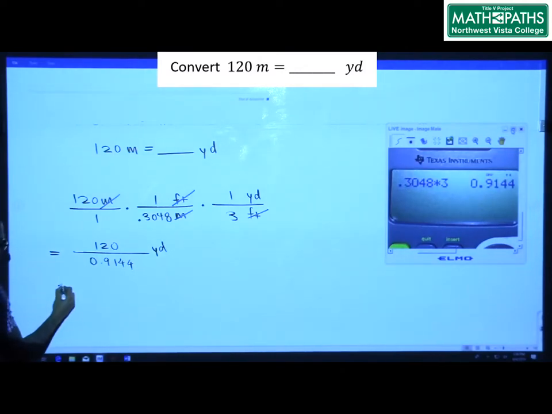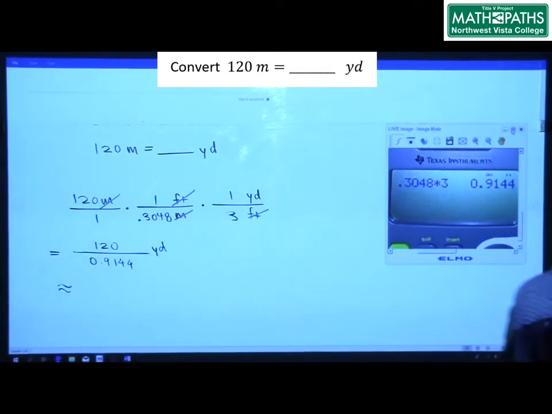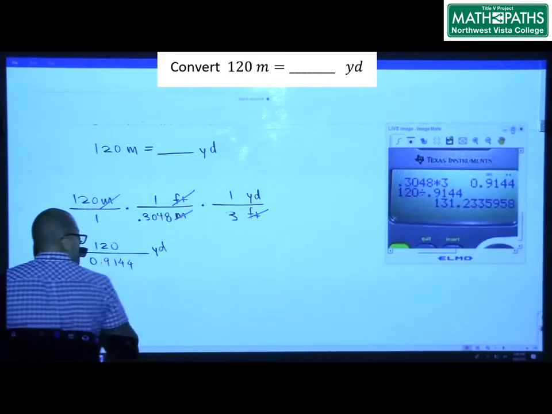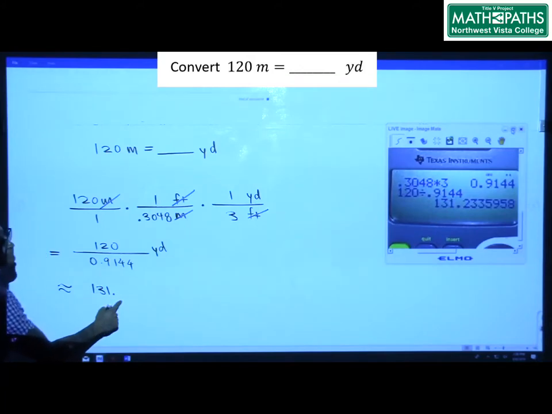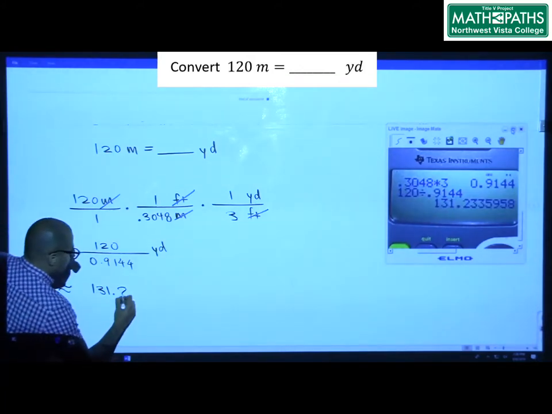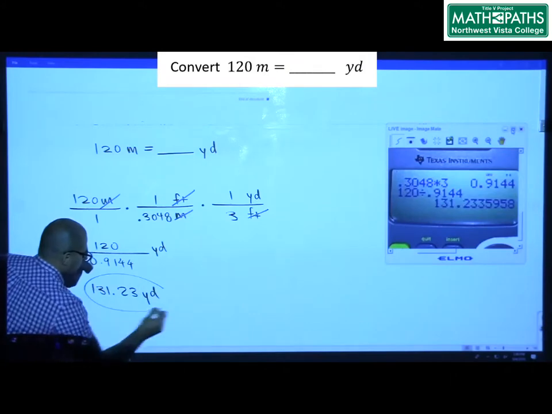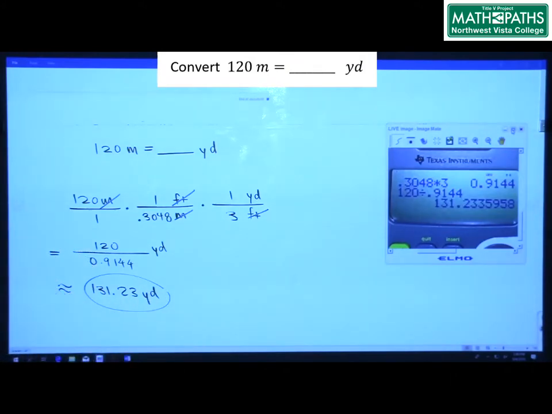So now I'll have to do one more step on the calculator, which is to take this number and divide it by this number. So let me show that work here. If you take 120 divided by 0.9144, that will give us the answer. So I'm going to round to 2 decimal places here. It's approximately 131.23 yards. Which is fine, that is the answer, but I was going to show you a much easier way of getting that final answer without having to do this extra step in the middle.